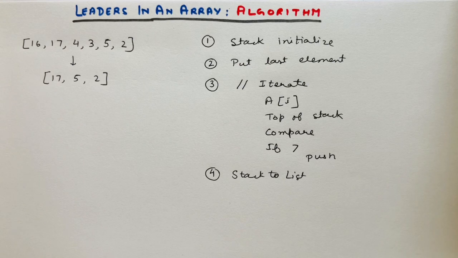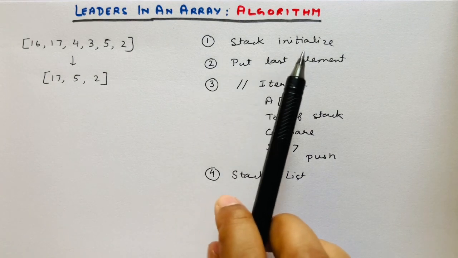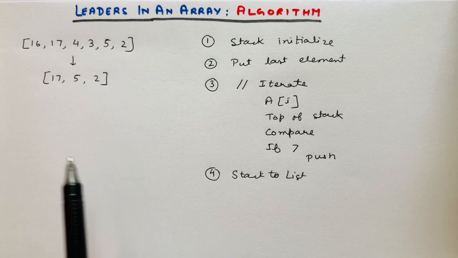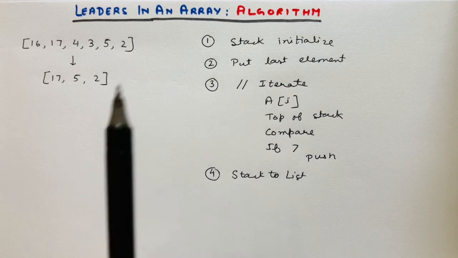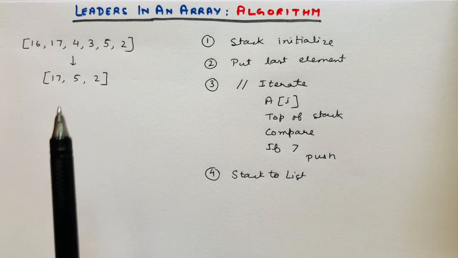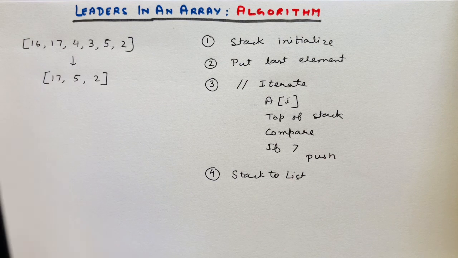Now let's see how do we put this thought into algorithm. So we need a stack. So we will have a stack initialized. Then rightmost element is always a leader. So we'll put the last element in the stack. Next, we know that we have to iterate and we have to iterate from right to left. So we will be iterating here.